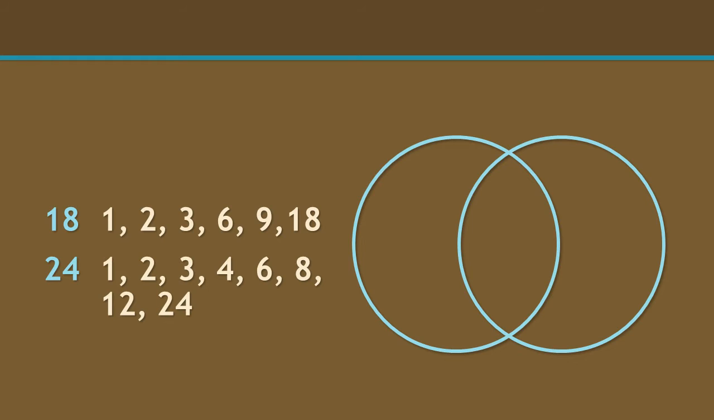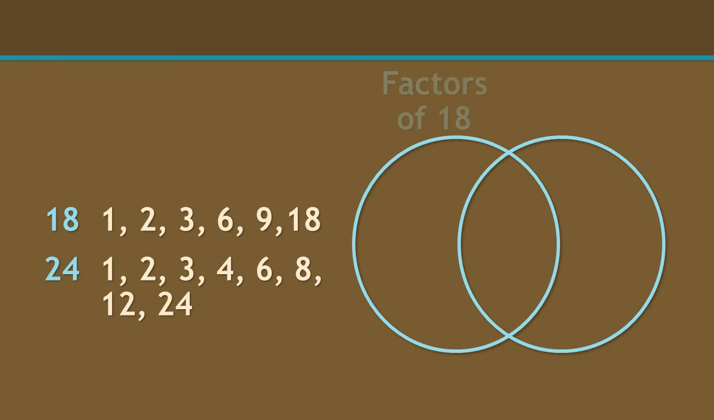Now, on a Venn diagram, common information, so information that the sets have in common, is written in the intersecting part of the circles. So that's this part right in the middle. And information that is different between the sets is written in the non-intersecting parts of each circle. So that would be right here and right here.